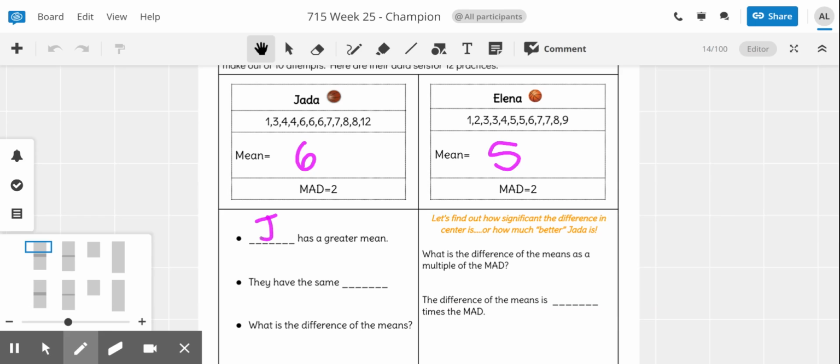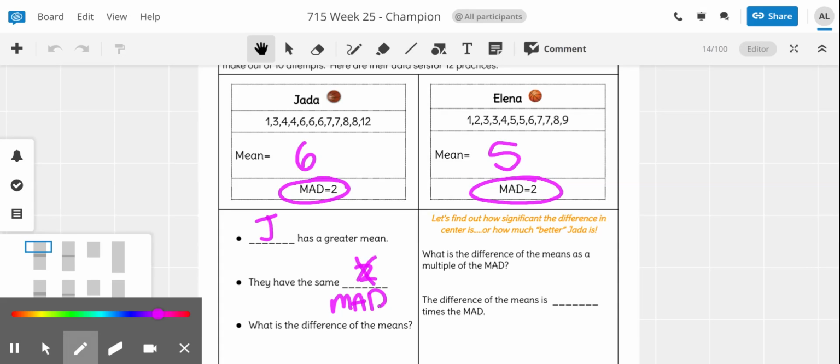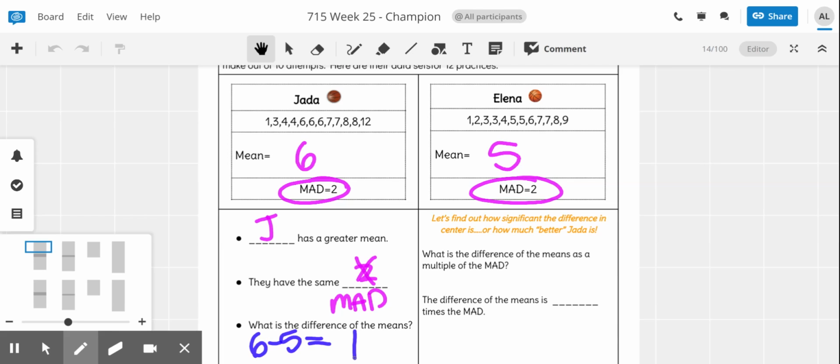They have the same blank. They both have the same mean absolute deviation. So each one of their data is about 2 away from their average. What is the difference of the means? So that means we subtract 6 minus 5, and that gives us 1. It's important here that we look at these two, even though their means are different, their MADs are the same.